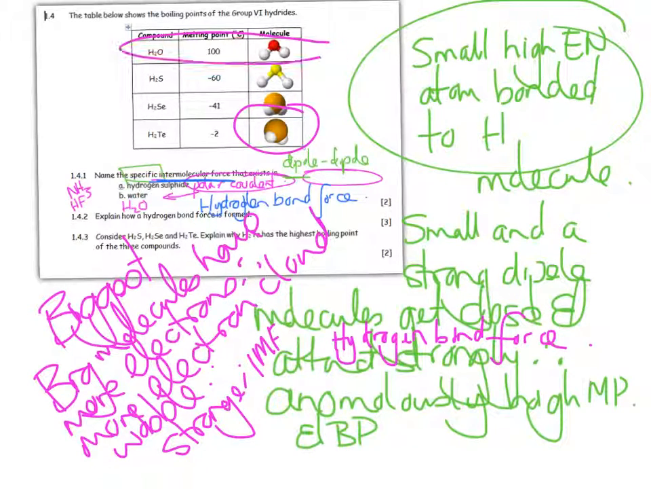Weird thing happens over here. Why? Because it has a very tightly held together molecular lattice with a very strong electronegativity to form a very polar molecule. But generally speaking, the bigger the molecule, the greater the intermolecular force.